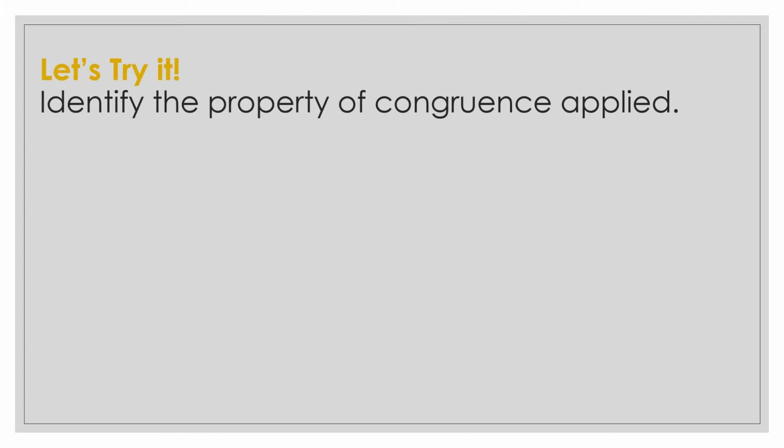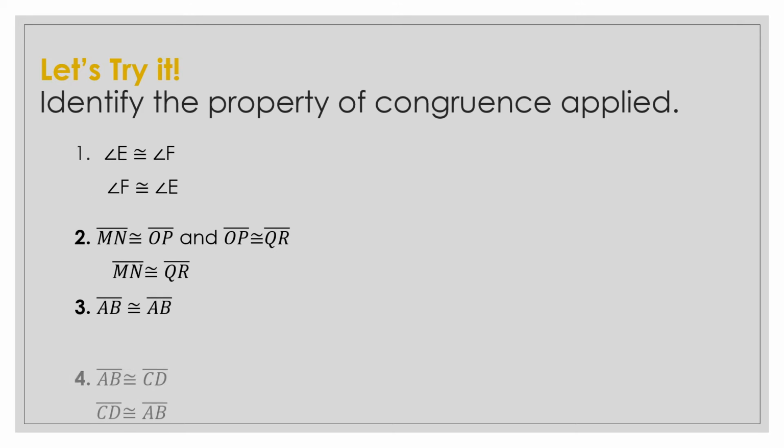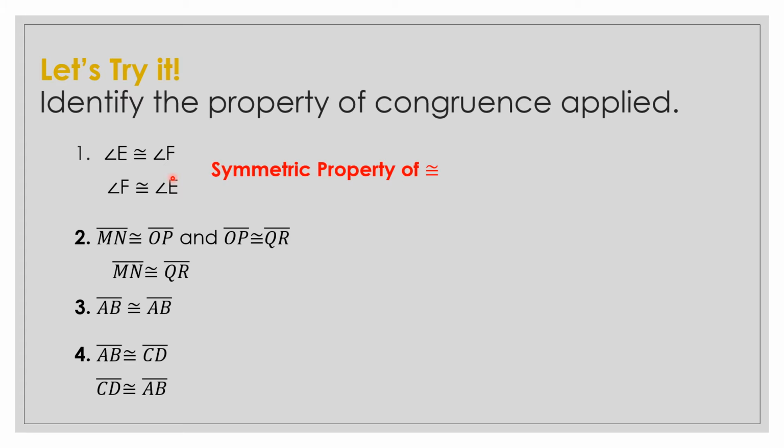Let's try it. Let's identify the property of congruence that is being applied. So we have here 1, 2, 3, and number 4. Let's have number 1 first. Alright, we have here angle E is congruent to angle F. Then angle F is congruent to angle E. Which property? That's right. It's the symmetric property of congruence.